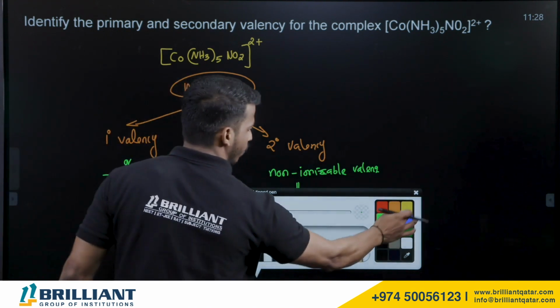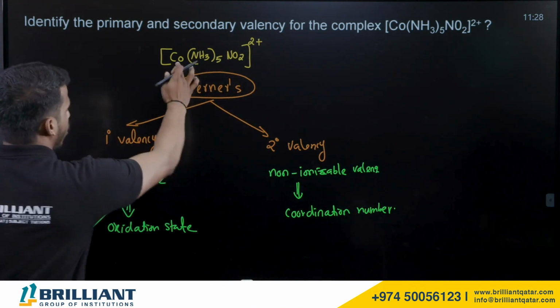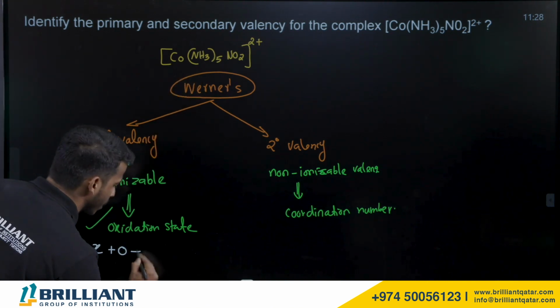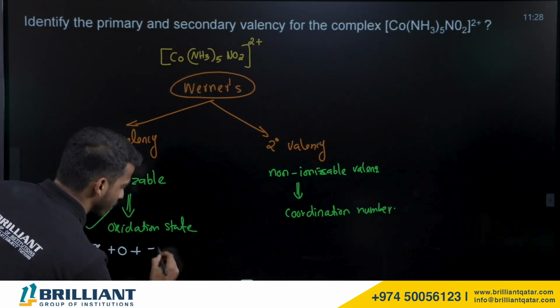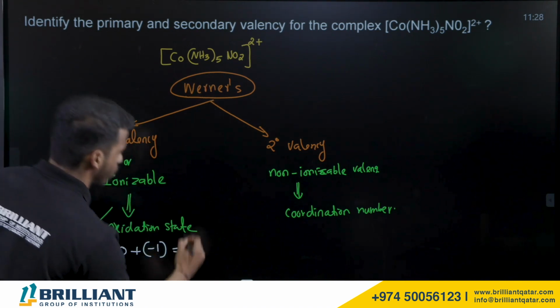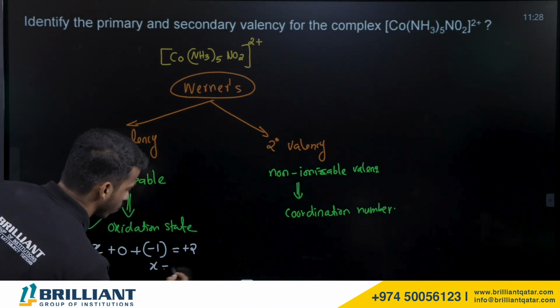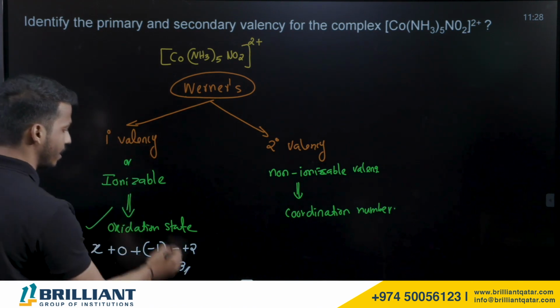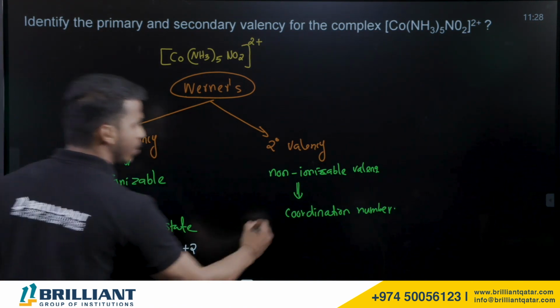What is the oxidation state of the metal atom in the complex, dear all? Cobalt oxidation state X, we don't know. NH3 is a neutral ligand, 0. NO2 charge is -1. Overall charge of the complex is +2. So what is X equal to? +3. Correct. So primary valency is +3. What is secondary valency? Coordination number.